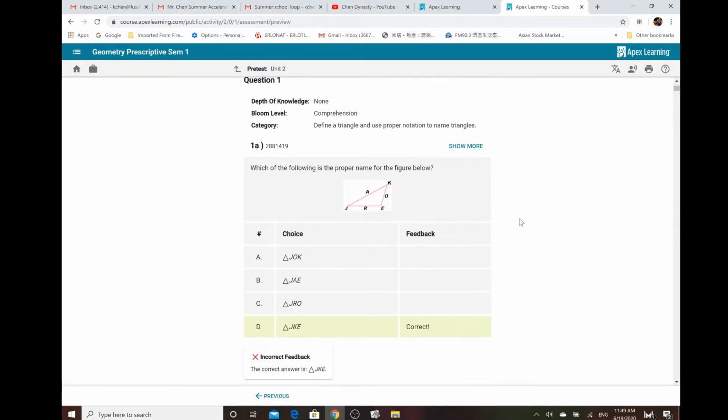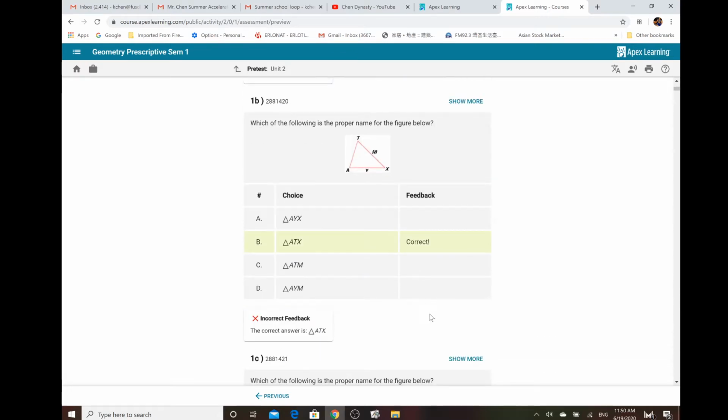The first question is asking which of the following is the proper name for the figure below. There are three ways to name the triangle. You can say JKE, or EKJ, or EJK. The way to name the triangle is by using the vertices or the points, not the line segments. That's why we use those letters on the points. So the correct way to call this triangle is JKE.